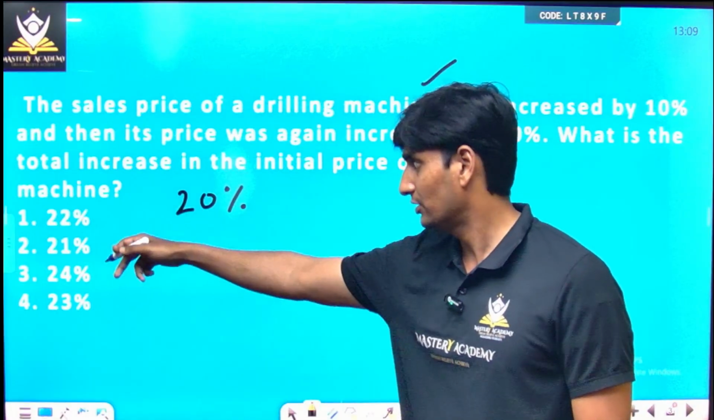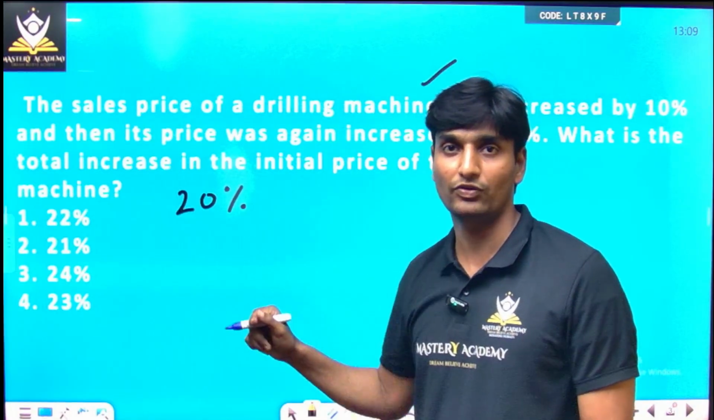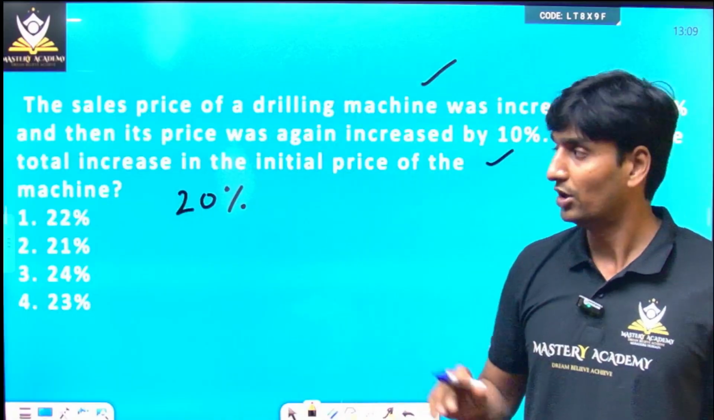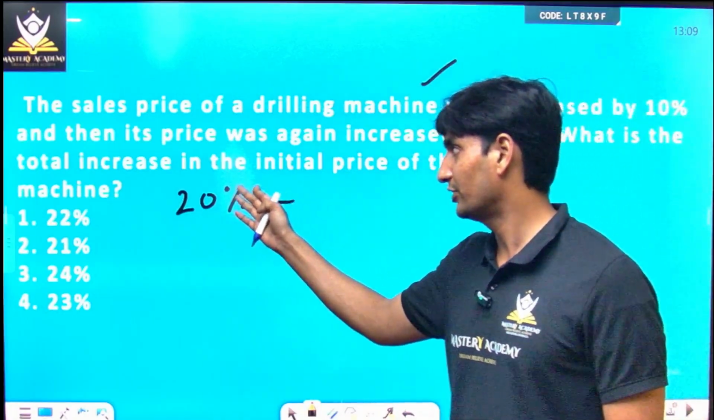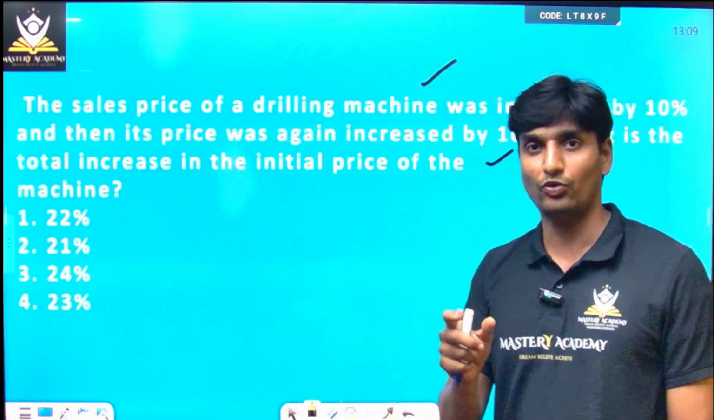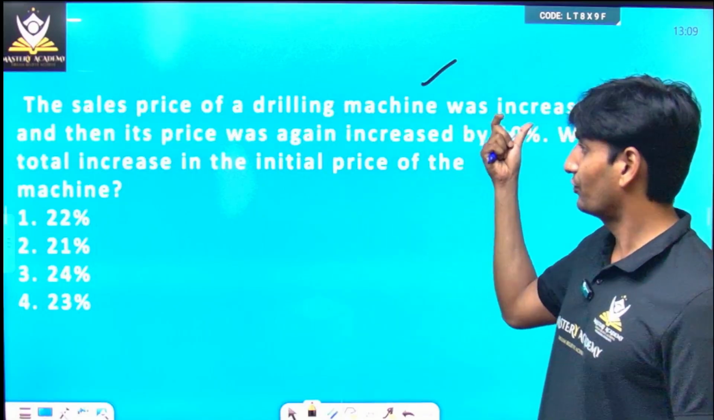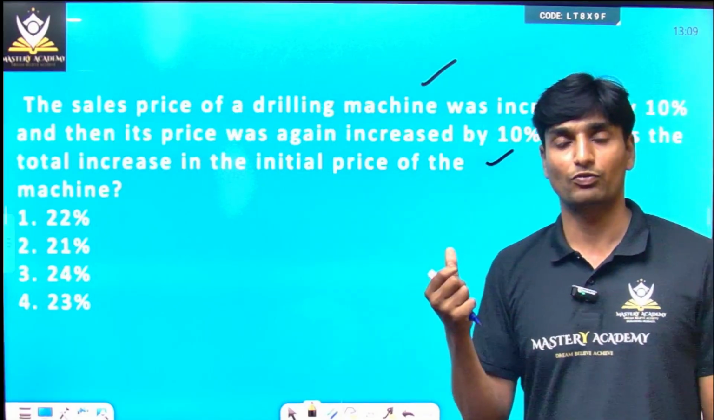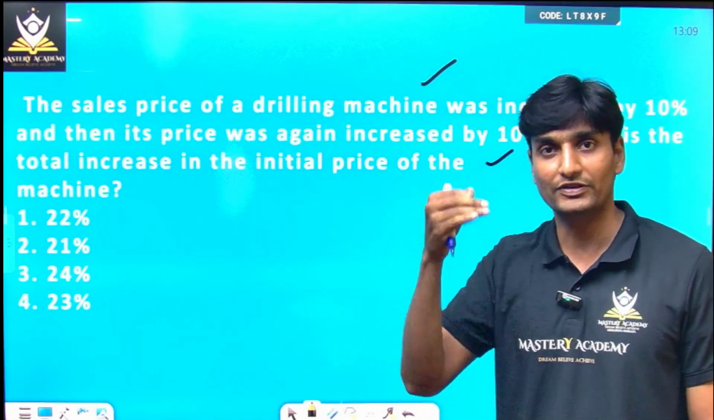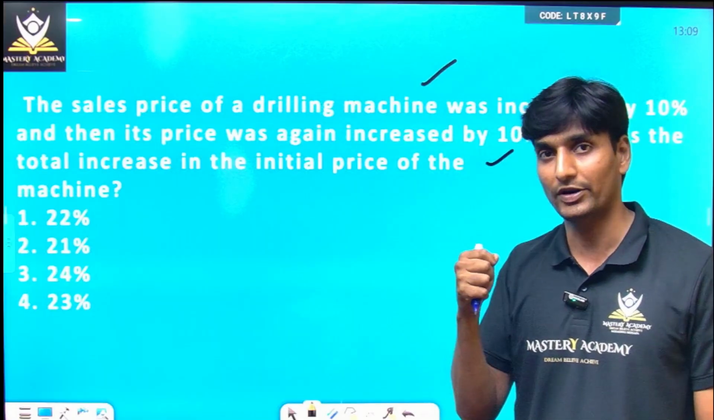Directly marking the 20% would definitely be wrong, because this is a successive increase based question. The increases they have mentioned are being applied in a series, a successive format, and not directly.